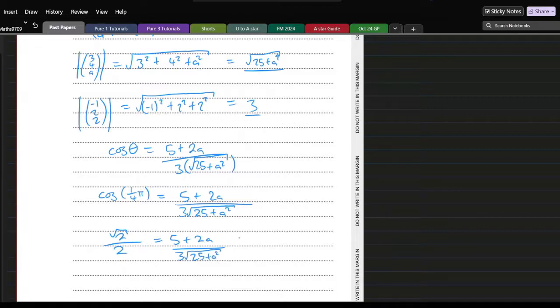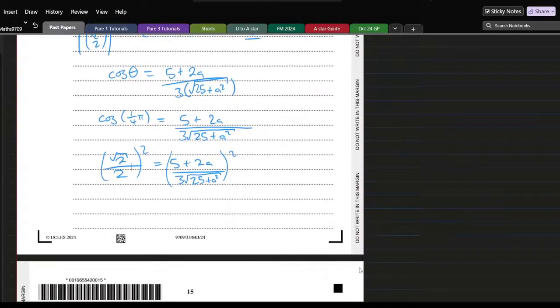Okay, I'm just going to square both sides because I want to get rid of all these square roots that we have. They are not fun to work with. So be careful with how you square: square the numerator, then square the denominator. So root 2 squared will give us a 2, divided by 2 squared, which is 4, so that's a half. We can write that as 1 over 2.